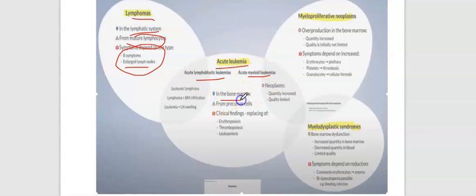They occur in the marrow and arise from the precursor cell, not from the mature cell. So the precursor cell cannot convert into the mature form. What will be the clinical findings? We will have decreased erythropoiesis, thrombopoiesis, and leukopoiesis.